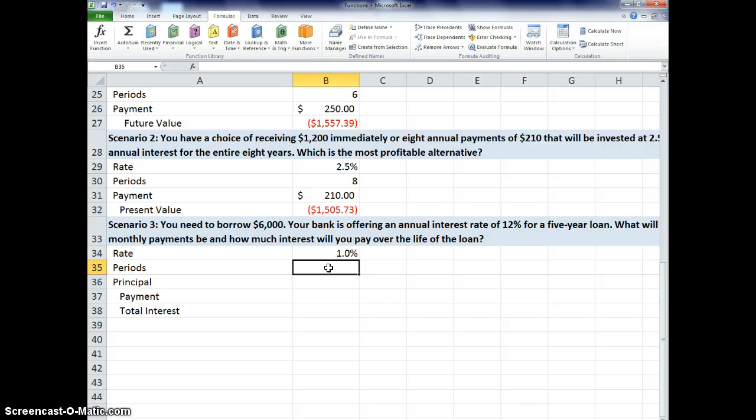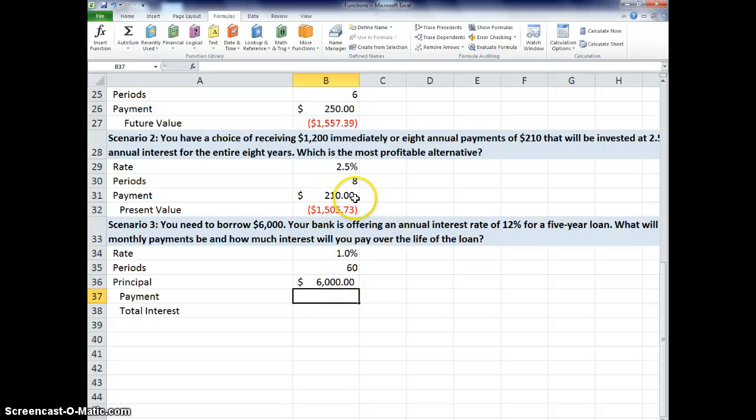How many periods is it? Well, good question. 5 years, but there are 12 months in a year. So how many periods will that be? 60, 60. I've got my mathematician to my left. Wonderful. Principal is $6,000. Going to give everybody a break. 6,000 came from right here, Jeremy. And our payment. What's the payment? What do we have to pay?